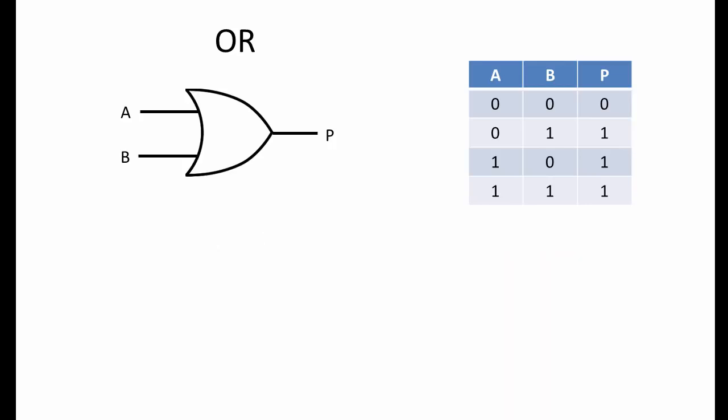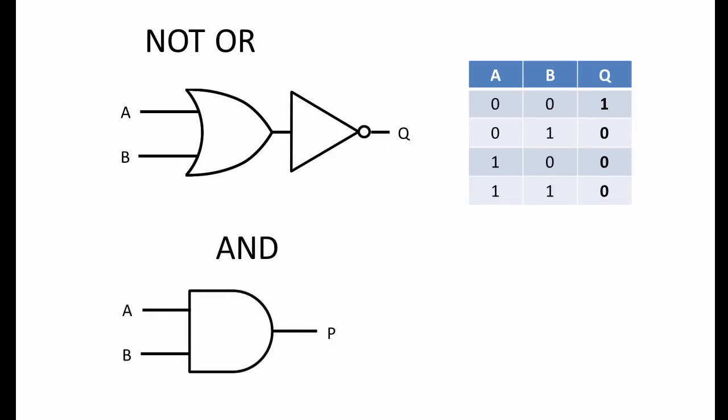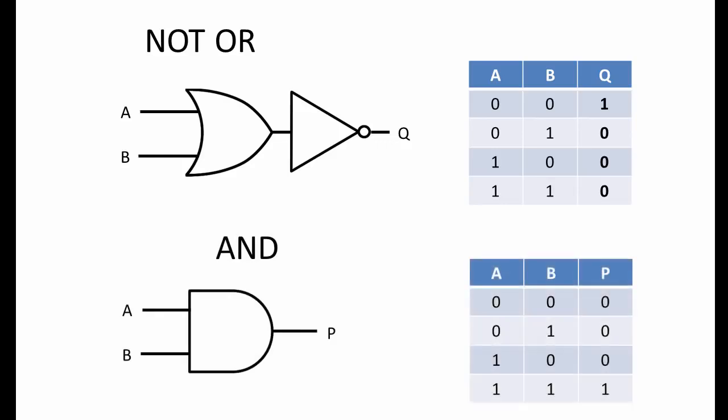If we modify the output of a regular OR gate by inverting it with a NOT gate, then we can swap the 0 for a 1 and the 1s for 0s in the output column of the truth table. In a similar fashion, we can invert the output of a regular AND gate. Then we can swap the 0s for 1s and the 1 for a 0 in the output column of this truth table.